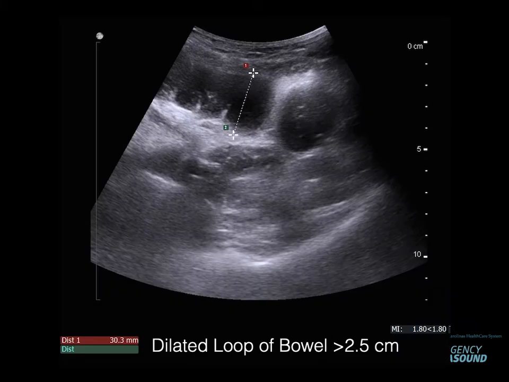Then we come to a bowel obstruction. So the first thing that we're going to see when we are looking at a bowel obstruction is a dilated loop of bowel greater than 2.5 centimeters. So I'm looking from outer wall to outer wall and measuring, and I'm seeing that this does in fact measure more than 2.5 centimeters. So already I'm pretty concerned for a bowel obstruction.